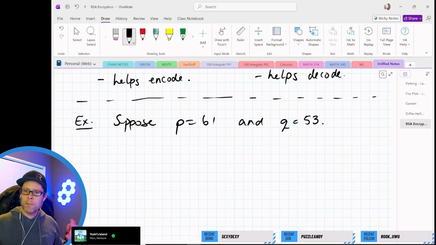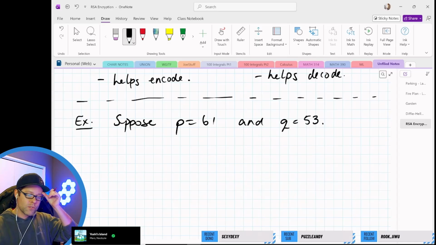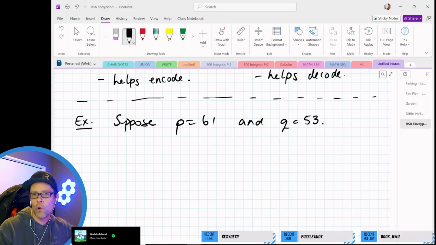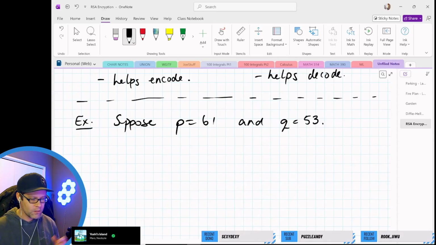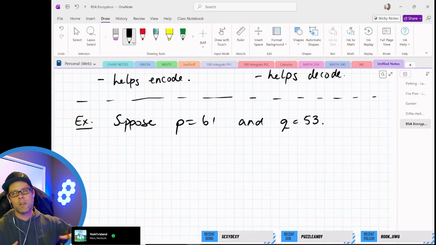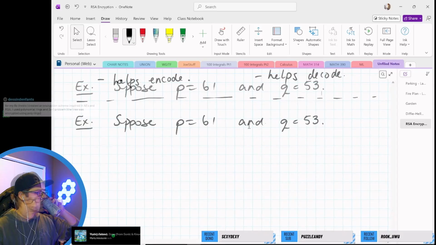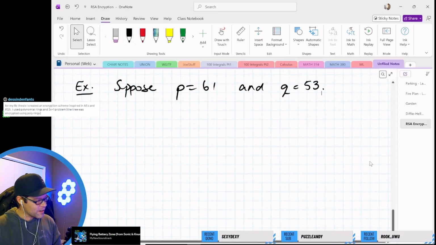Terrible choices for prime numbers. They're way too small. They're probably way too close together as well. So it would be very easy for somebody to come through and just kind of guess and check and decode whatever we're hoping to work with here. So terrible choice. We want these to be far bigger than 2 digits long. We'd want it to be really big prime numbers.